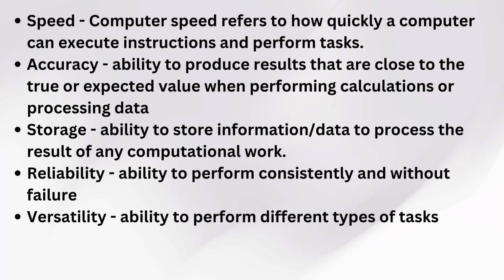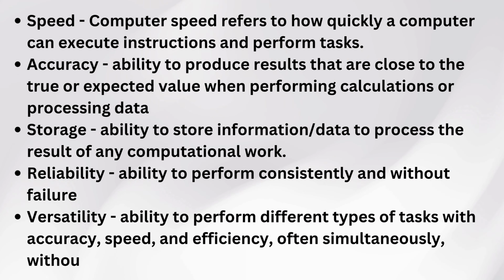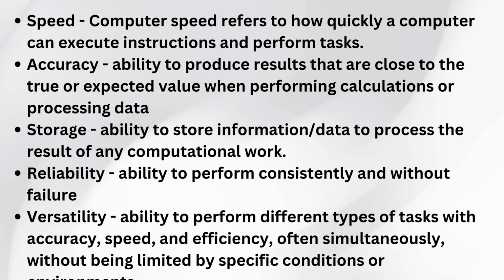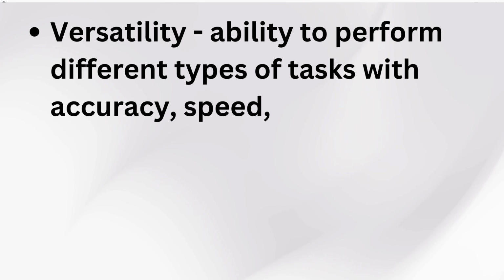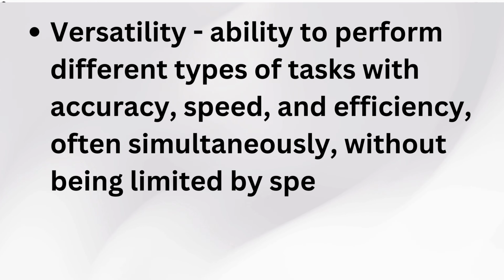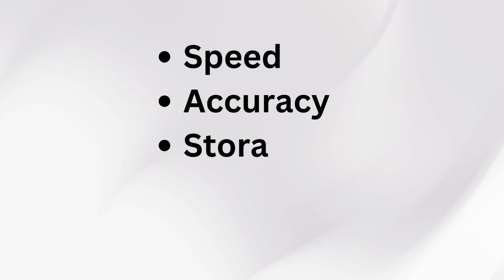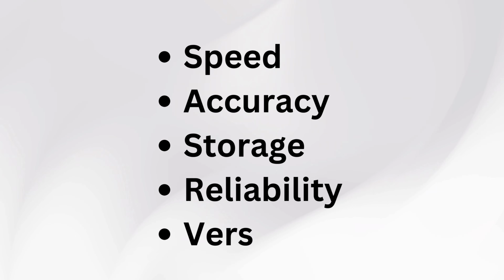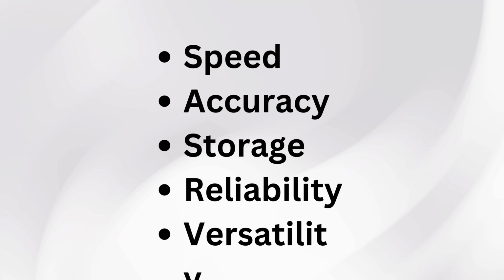Another characteristic of a computer is its storage. It has a very large storage compared to a phone. Then it is reliable, that is reliability. And the last one, which I am going to limit this class to, is that it is versatile. That is versatility. So what did I say about the characteristics of a computer? Speed, one. Accuracy, two. Three, the storage capacity of a computer. Four, reliability. And five, versatility.